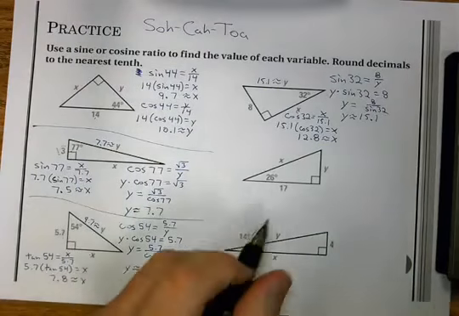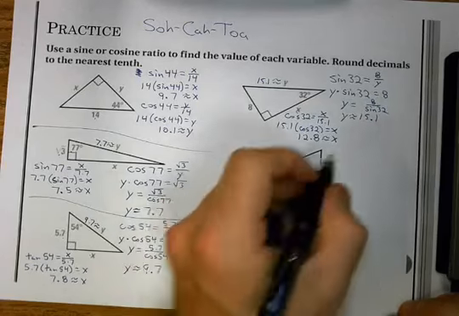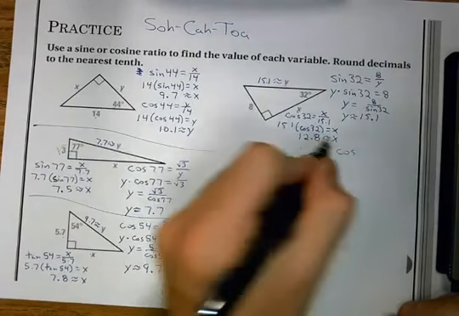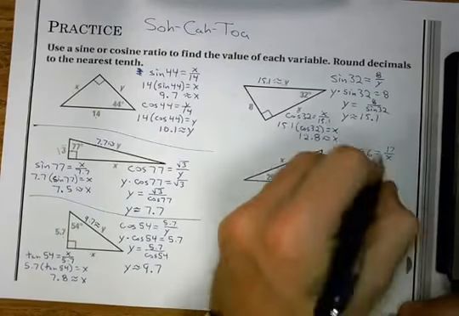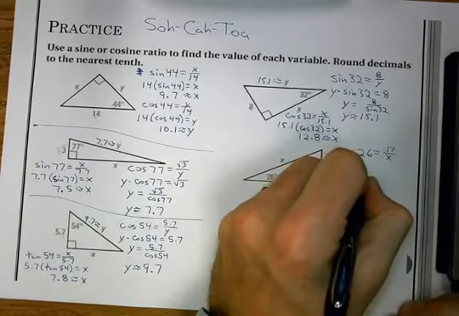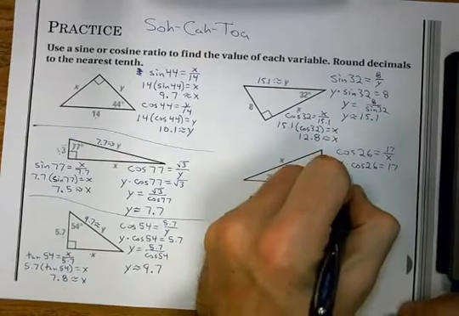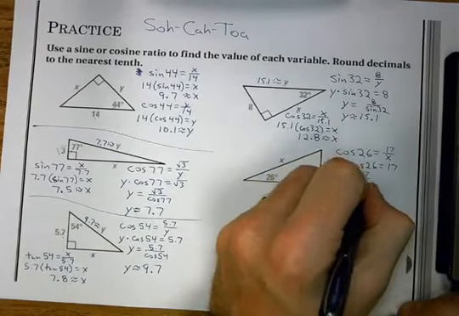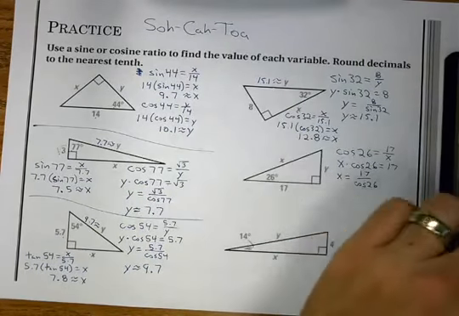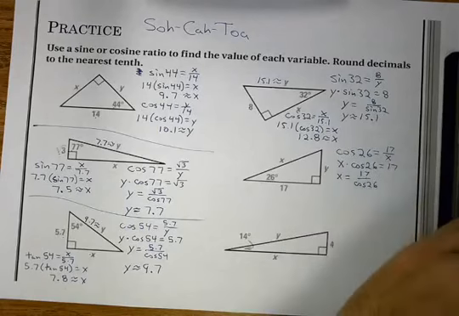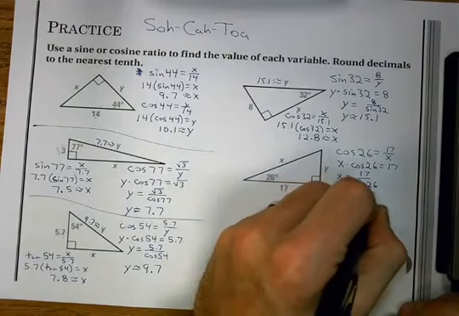Next one, we have 26, 17 and x, so that's an adjacent over hypotenuse. So let's do cosine of 26 equals 17 over x. That becomes x times cosine of 26 equals 17. Then that becomes x equals 17 over cosine of 26, which comes out to be about 18.9.